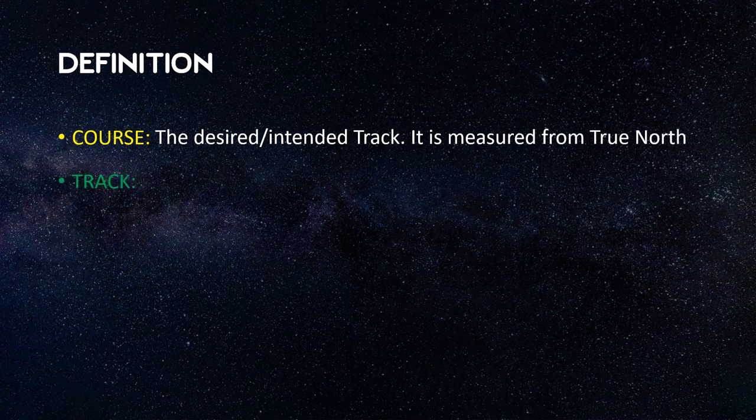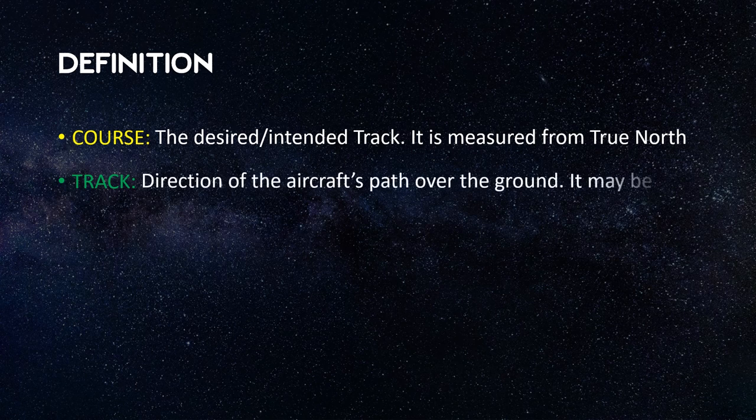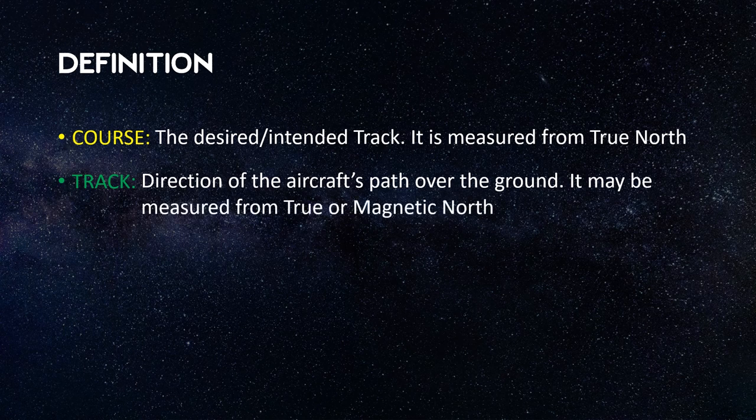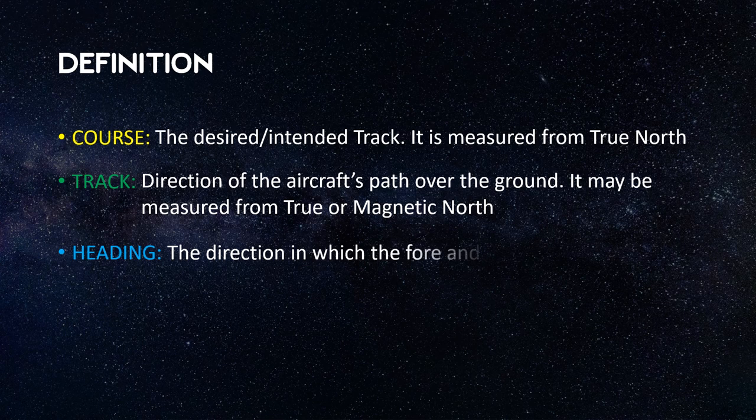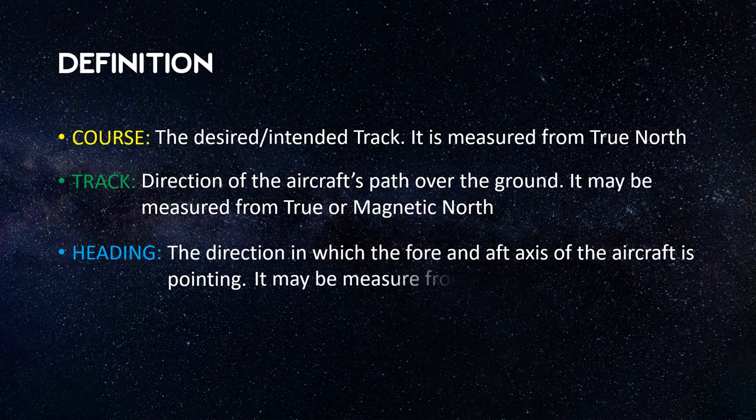Track is defined as the direction of the aircraft path over the ground. It may be measured from true or magnetic north. Heading is defined as the direction in which the fore and aft axis of the aircraft is pointing. It may be measured from true or magnetic north.